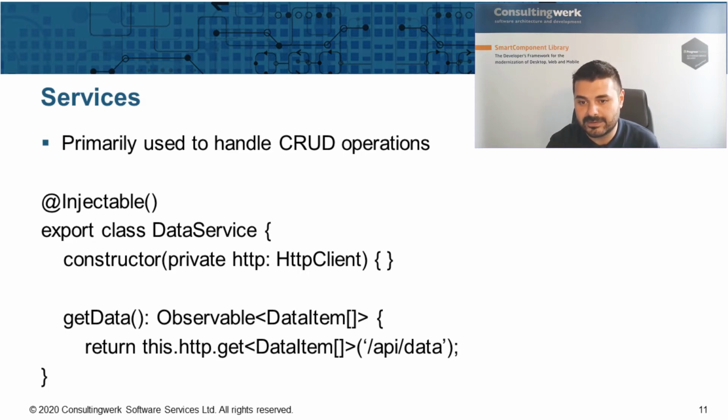As you can see from the constructor, an HTTP client service is being injected here. And we have a method called getData, which essentially just performs a GET REST call on your endpoint and returns the expected result.